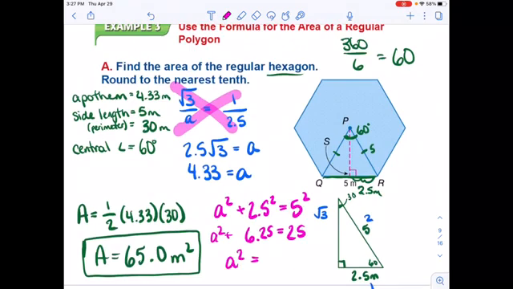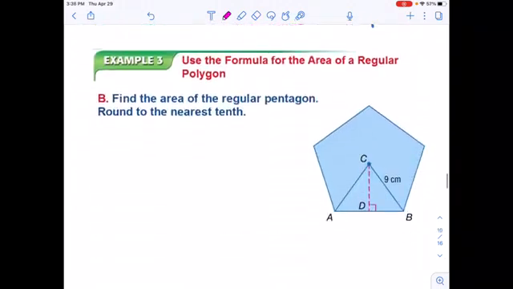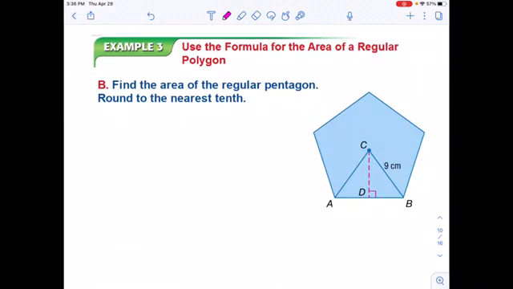So we end up getting a squared is equal to 18.75. And the square root of that is the same thing as the apothem we found using perfect right triangles. All right, so we have another one, but are given different information.